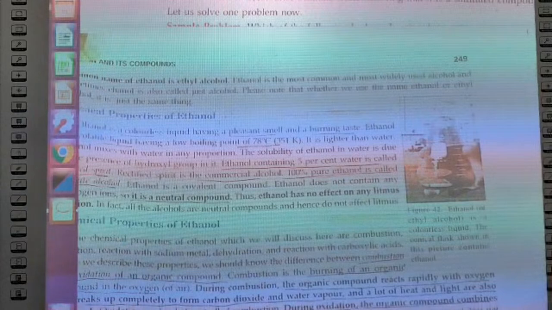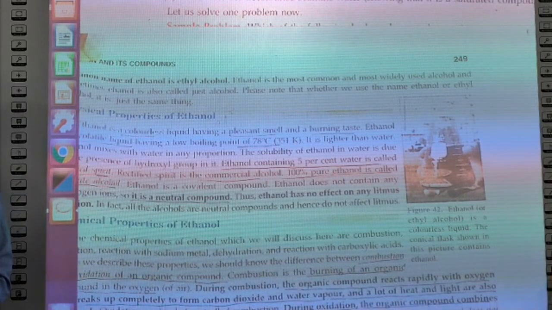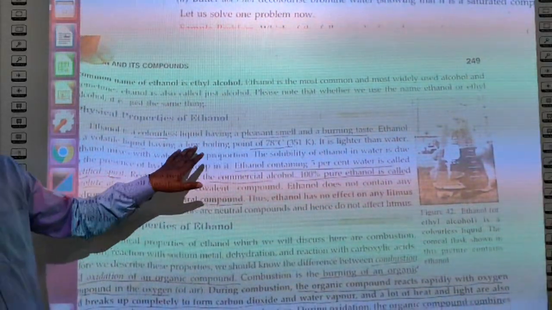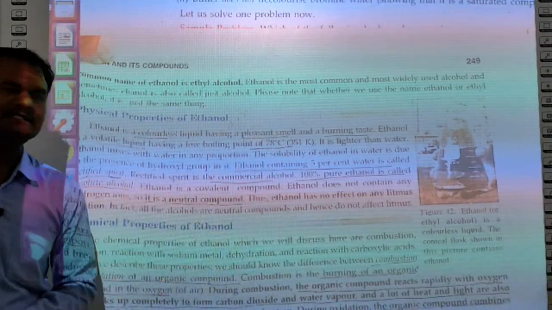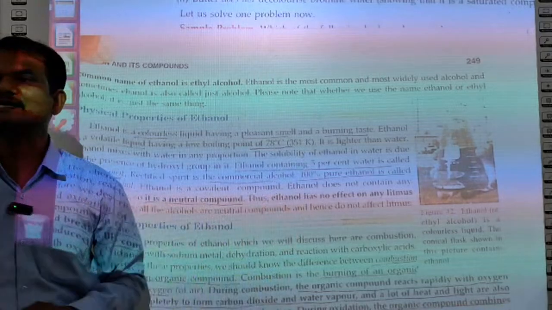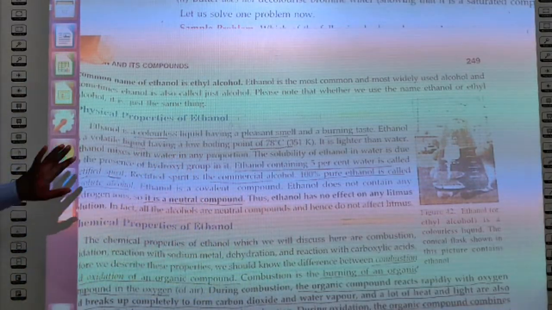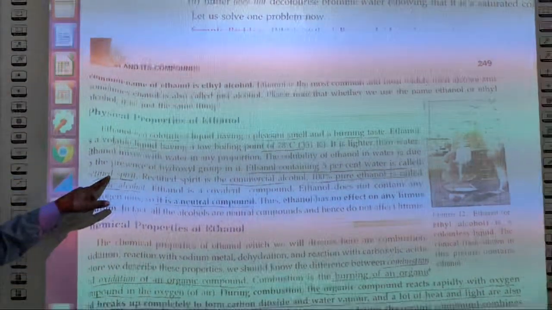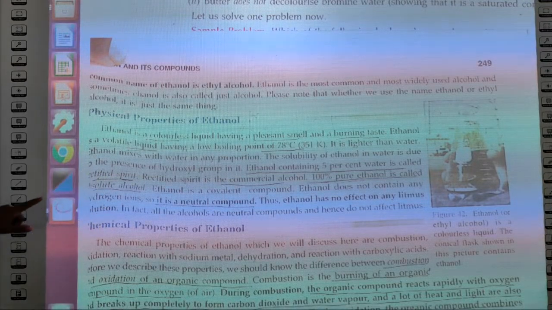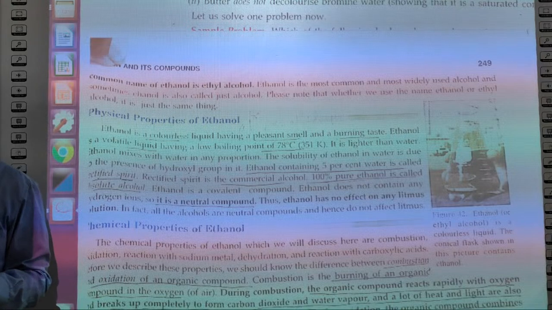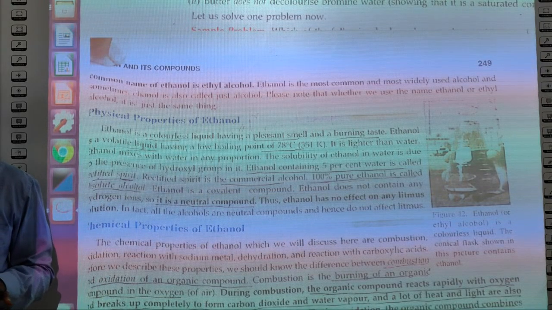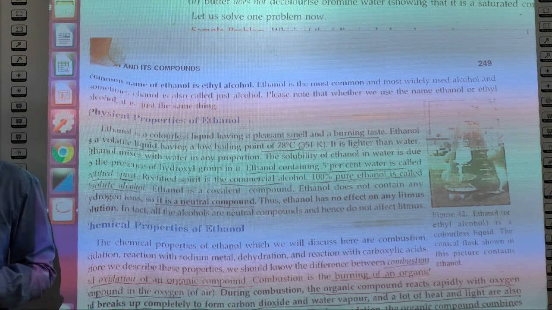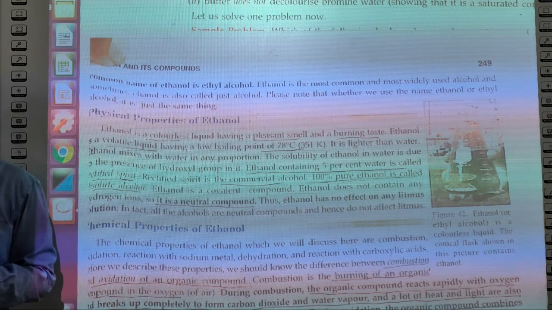Properties of ethanol. First, it has a low boiling point, that is 78 degrees or 351 Kelvin. Write it. It may be asked in your exam. 5% water is called spirit. We are talking about ethanol. What is the formula of ethanol? C2H5OH, ethanol.